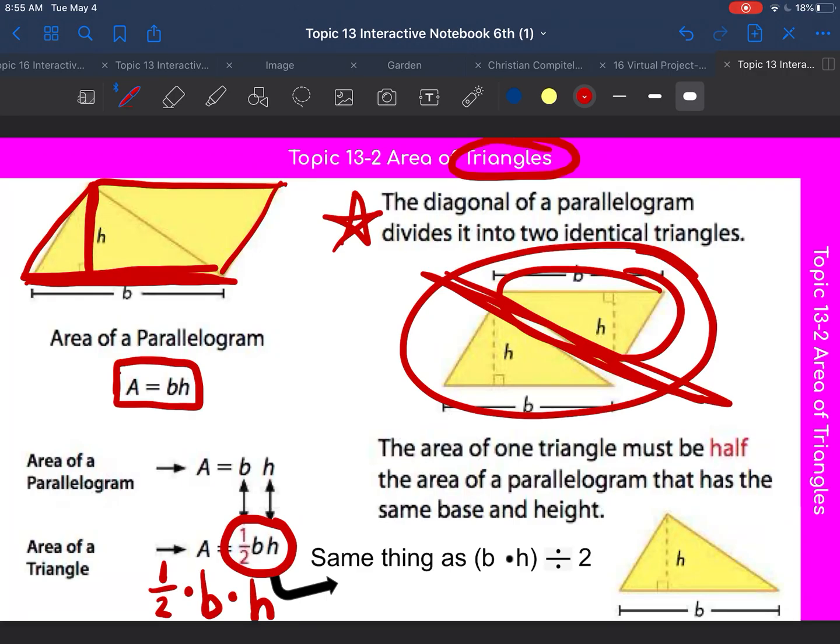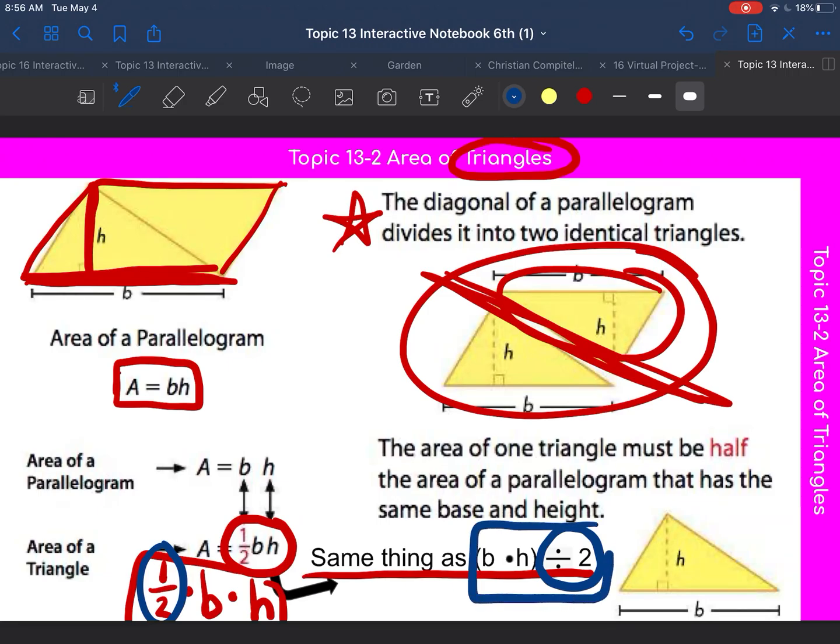Now, instead of thinking of it like a fraction, you can also say it's the same thing as base times height divided by 2, because multiplying by a half is the same thing as dividing by 2. They are reciprocals. So I like to use this formula, base times height divided by 2, just because it's easier for me to understand and to solve for area. All right, and again, the base of a triangle is that bottom length, bottom dimension, and the height is from the bottom straight up to the tippy top of that triangle, how tall it is.